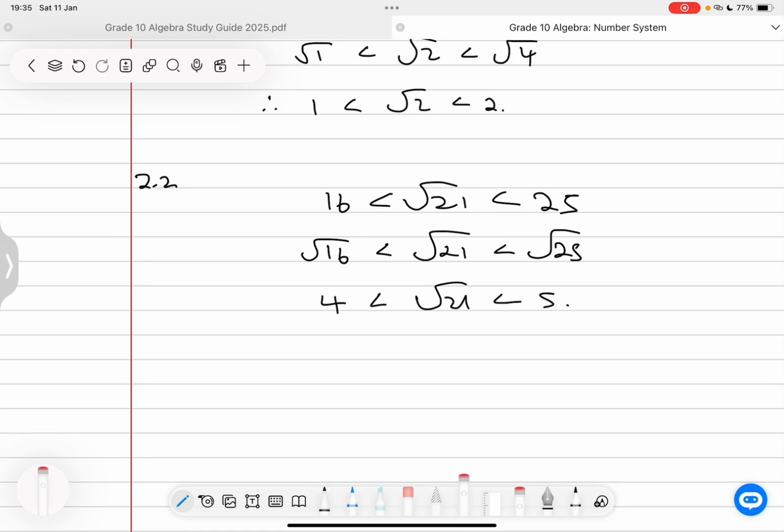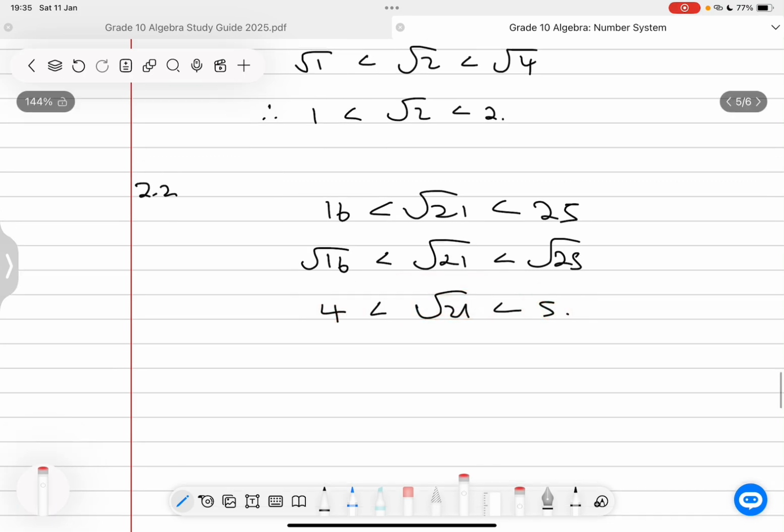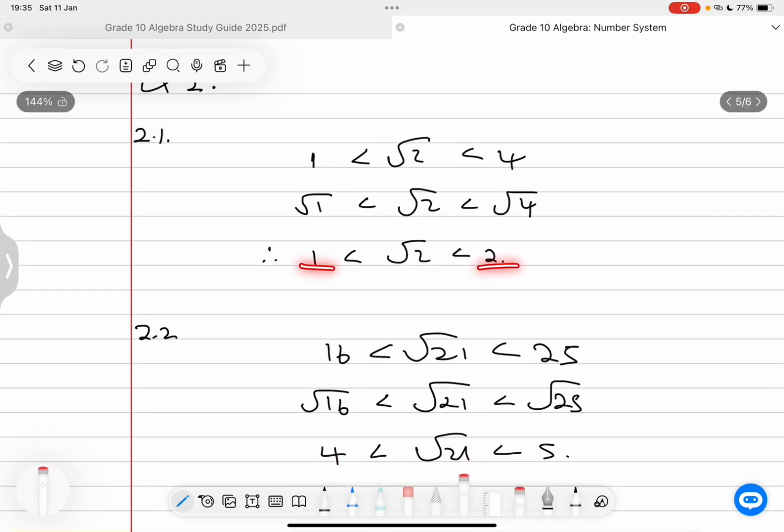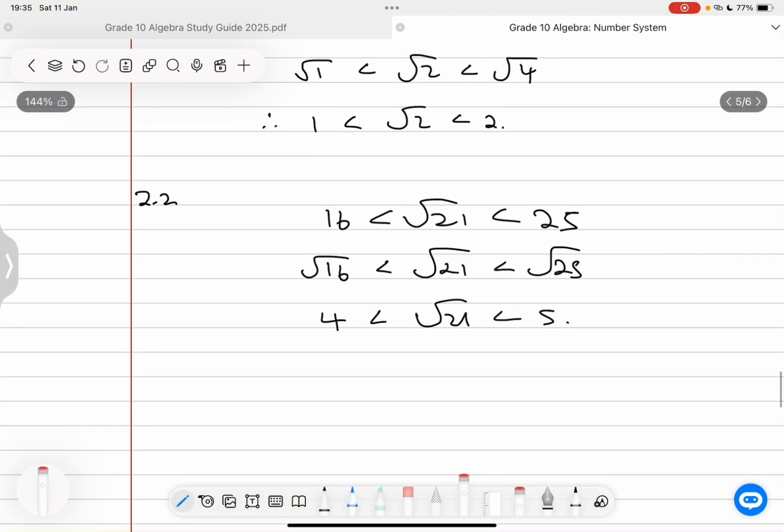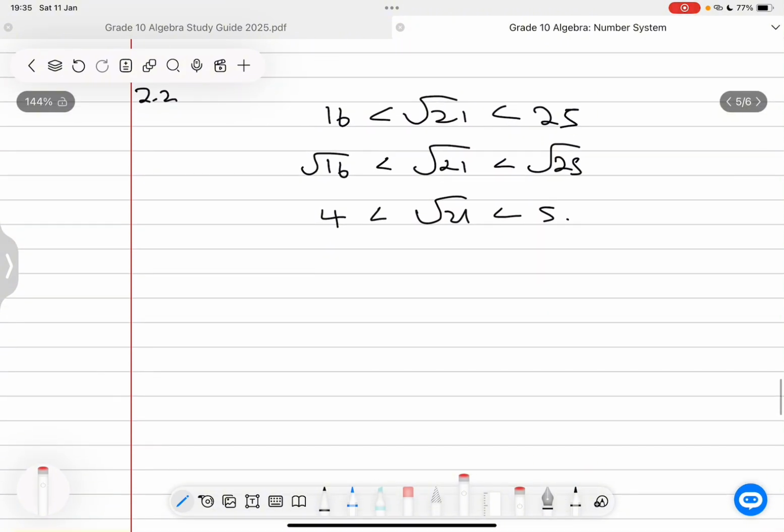And again, this is very important. If you look at this number and this number, they are consecutive integers. They follow each other from smallest to biggest: 4, 5. So that means the square root of 21 is a number that is between 4 and 5. In the same way, if you look at 1 and 2, they are consecutive, they follow each other, and they put the root 2 in between.